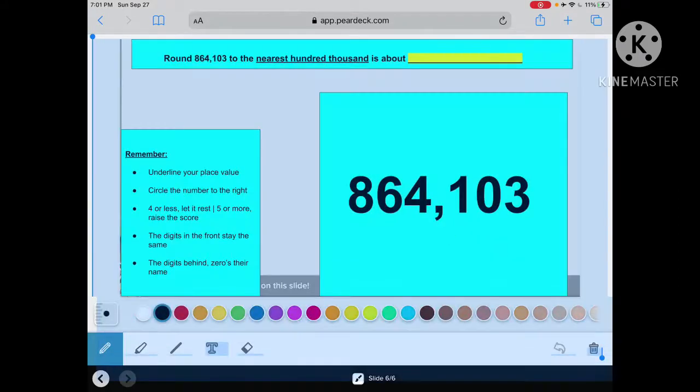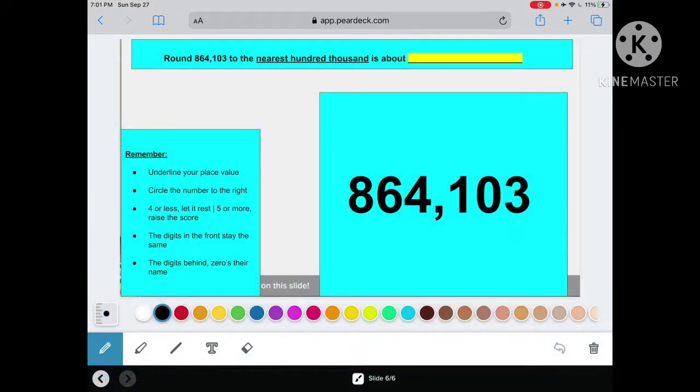Let's try one more. In this last problem, you guys, I'm rounding 864,103 to the nearest 100,000. Same as before, we're following these steps. Underline your place value. What number is in the 100,000s place? Fantastic job, my 8. Cross it off. Circle the number to the right. What number is to the right of my 8? Fantastic. 6.